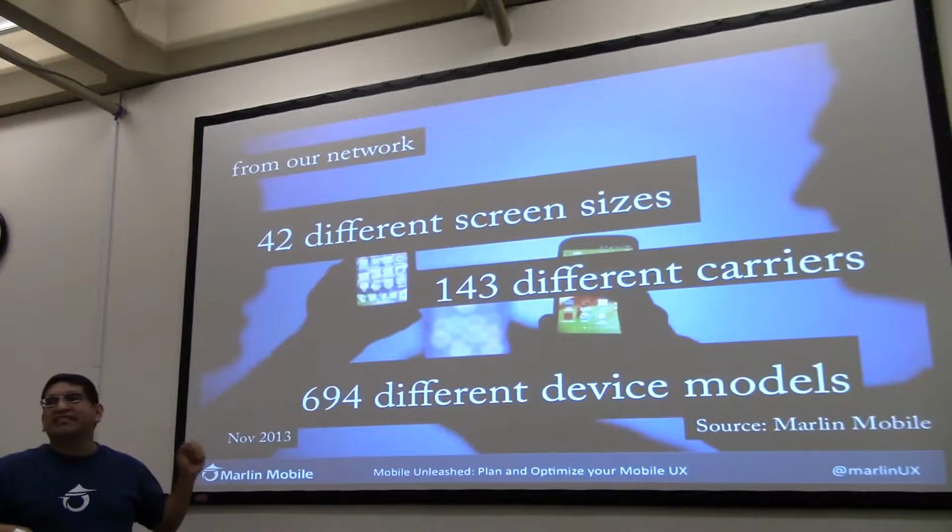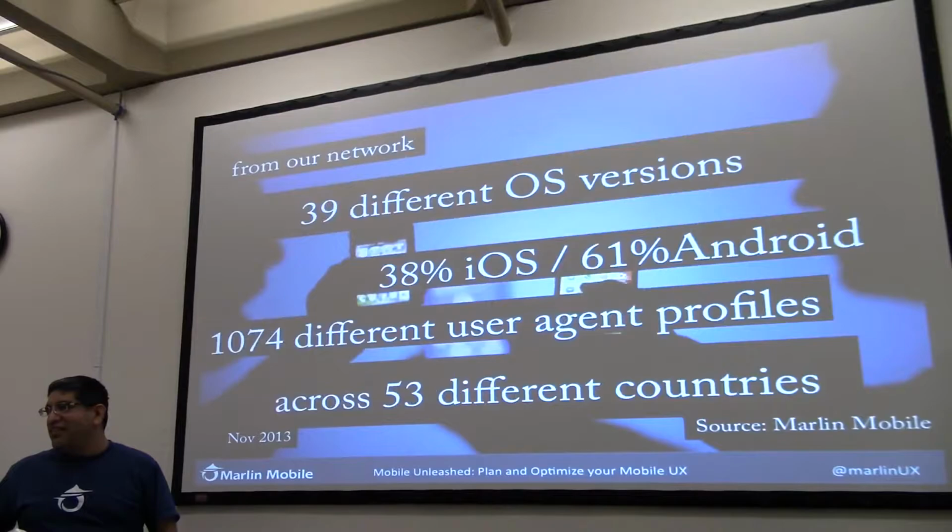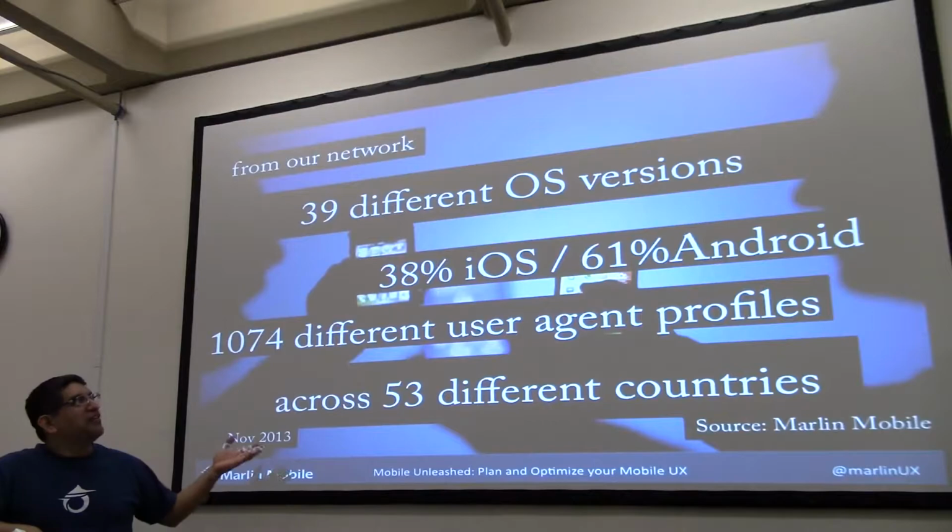When someone says, hey man, we've got a library of 150 different devices. And these are just smartphones. These aren't Blackberries. These aren't Windows phones. This is iOS and Android alone. There are 39 different OS versions out there. 38% of it is iOS, 61% is Android.